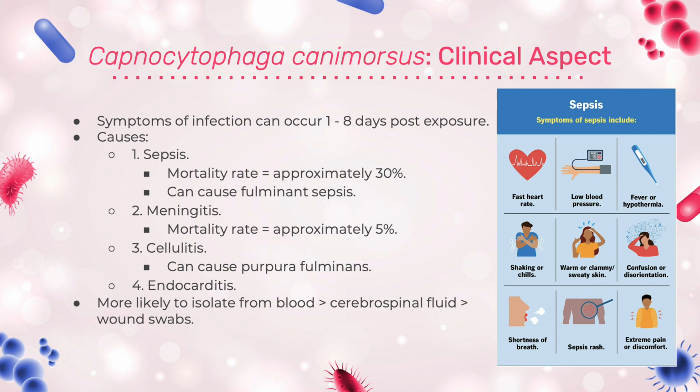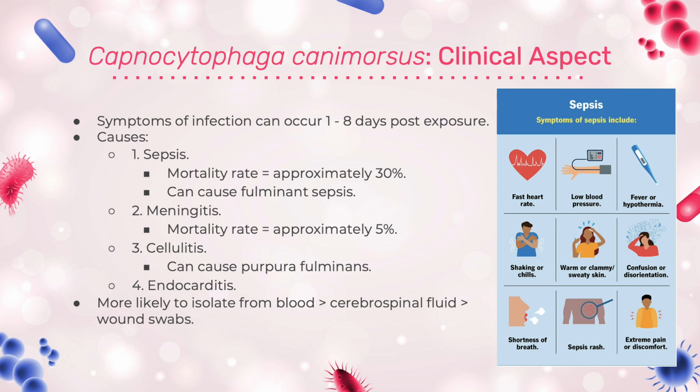Examples of the symptoms of sepsis include tachycardia, which is an increased heart rate, hypotension, which is a low blood pressure, the inability to regulate body temperature, confusion, and a rash. Another clinical manifestation includes meningitis. This is the infection of the meninges, which are the tissues that surround your brain. This has a mortality rate of 5%.